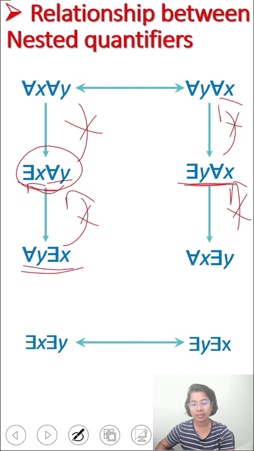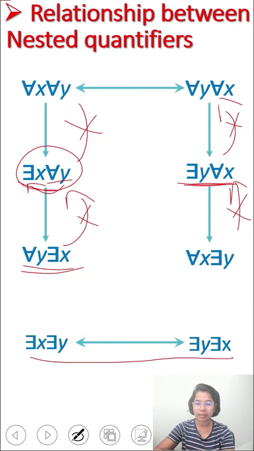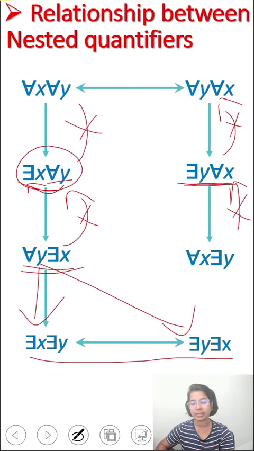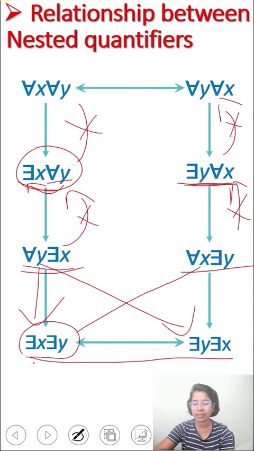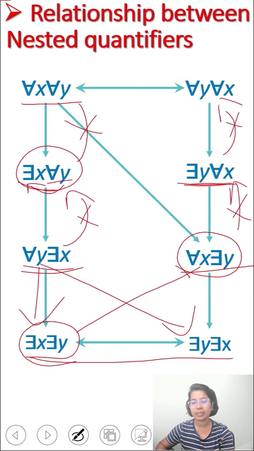Now from this, if for all y there exists x is true, then there exists y, there exists x will be true, and both are equivalent. So from this we can derive there exists x, there exists y. Here also from this we can derive there exists y, there exists x, or there exists x, there exists y, both are equivalent. Even from for all x for all y, we can derive for all x there exists y.